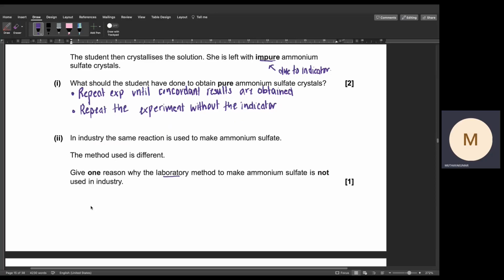In industry, they are working on a much larger scale. So to answer this question, you could say any of the following. You could say that in industry, they are working on a much larger scale. You can say that a titration is a batch process, not a continuous process. You can also say that the volumes of solutions are too large for the titration method.